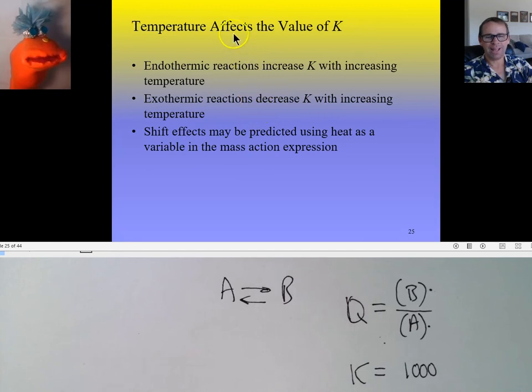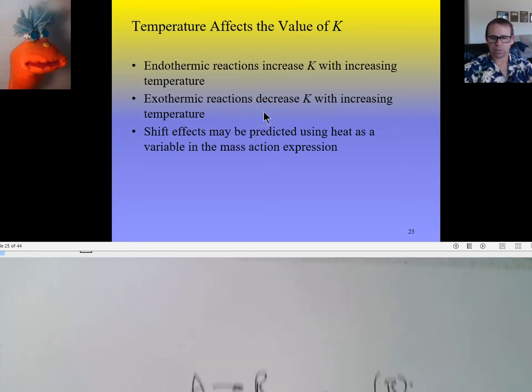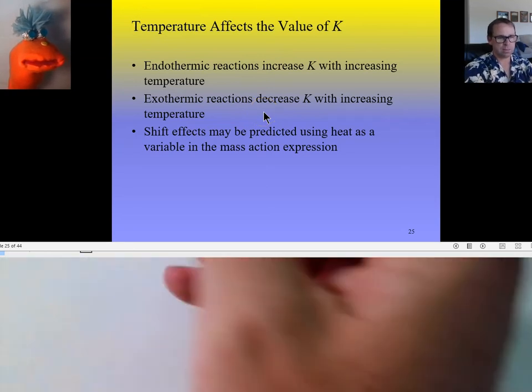These are the temperature effects on the value of K. If a process is endothermic, then the reaction will increase. Endothermic reactions increase K with increasing temperatures. If it's exothermic, on the other hand, reactions will decrease K with increasing temperatures. Now, let's draw that out so we get a little bit of an understanding of what this means.